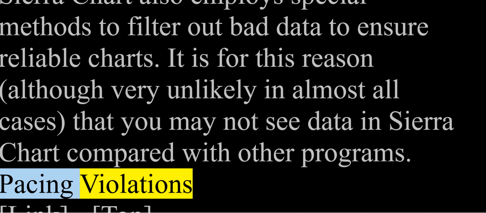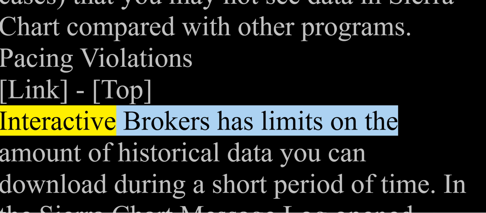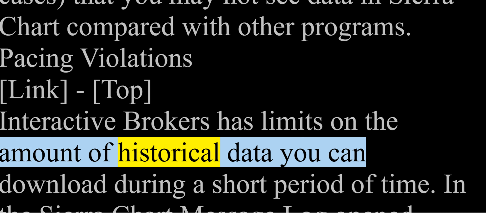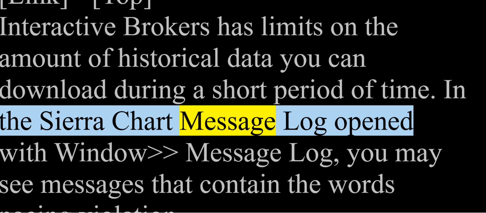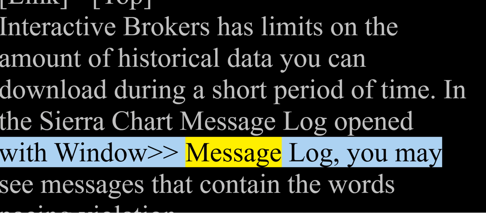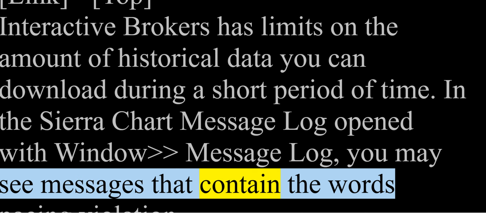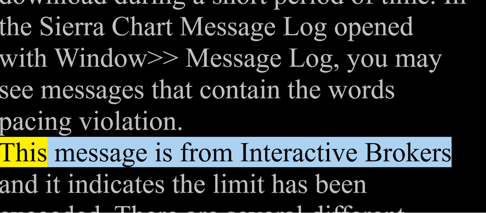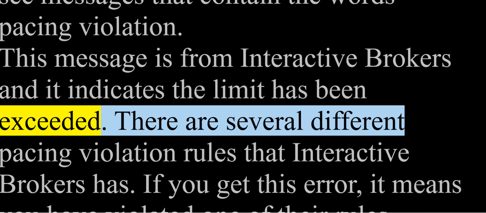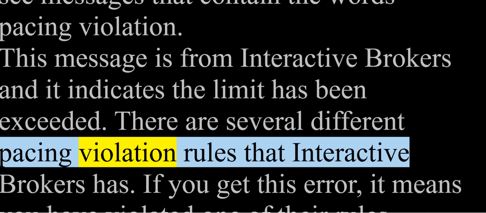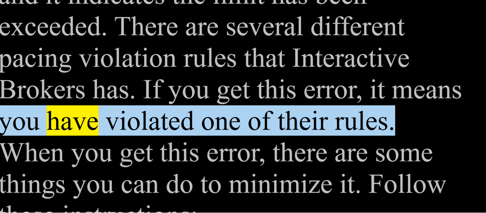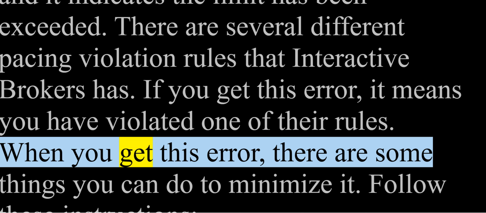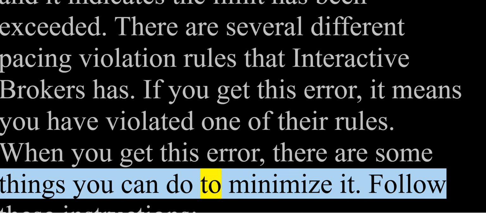Pacing violations. Interactive Brokers has limits on the amount of historical data you can download during a short period of time. In the Sierra Chart message log, opened with Window, Message Log, you may see messages that contain the words pacing violation. This message is from Interactive Brokers, and it indicates the limit has been exceeded. There are several different pacing violation rules that Interactive Brokers has. If you get this error, it means you have violated one of their rules. When you get this error, there are some things you can do to minimize it.